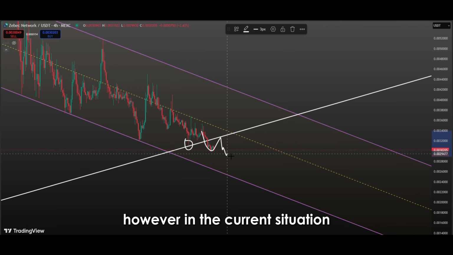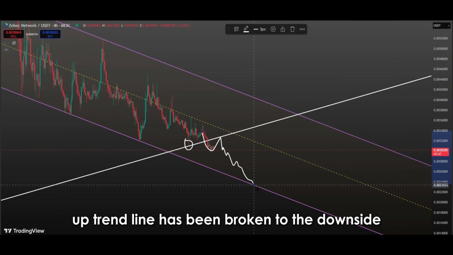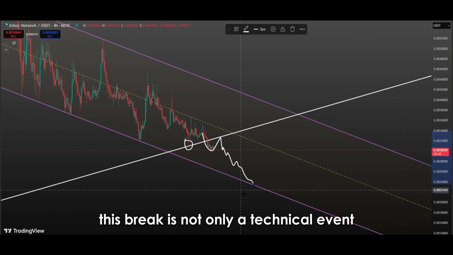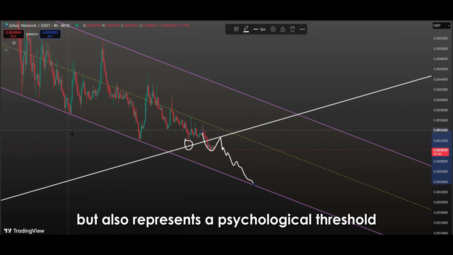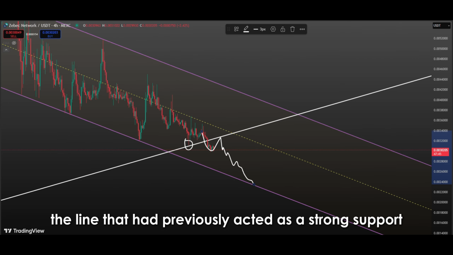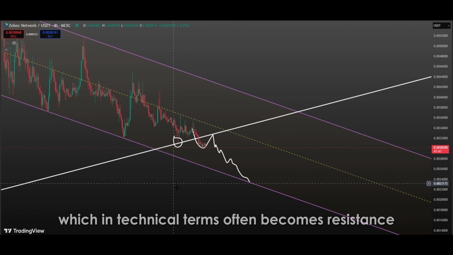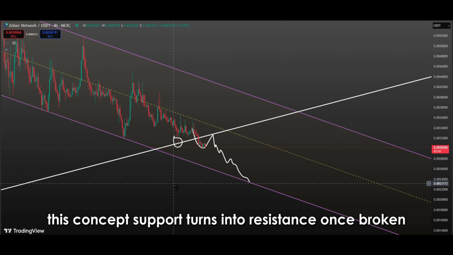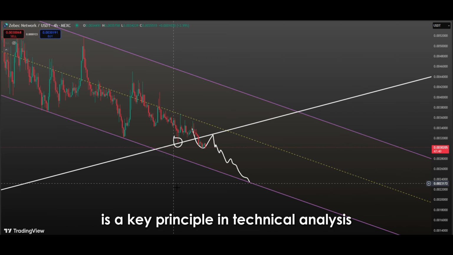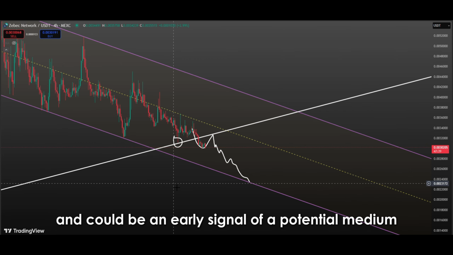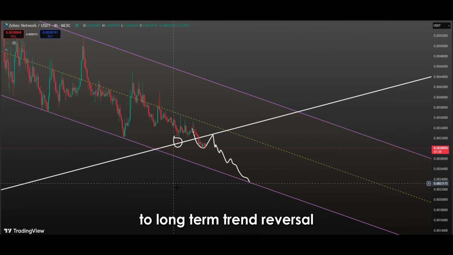However, in the current situation, this long-term uptrend line has been broken to the downside. This break is not only a technical event but also represents a psychological threshold. The line that had previously acted as a strong support has now turned into what investors consider a broken support, which, in technical terms, often becomes resistance. This concept, support turns into resistance once broken, is a key principle in technical analysis and could be an early signal of a potential medium to long-term trend reversal.